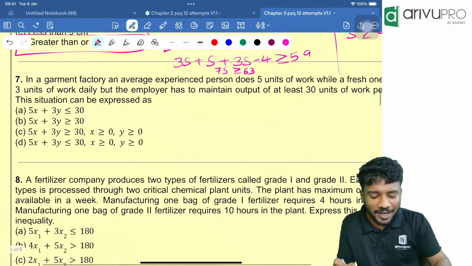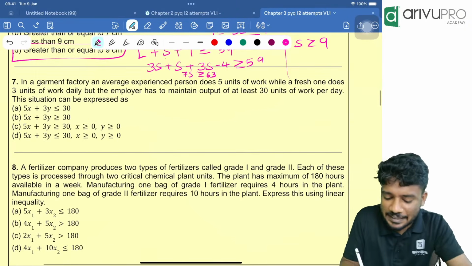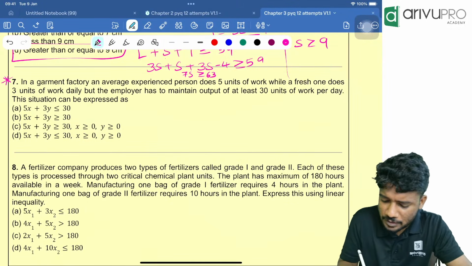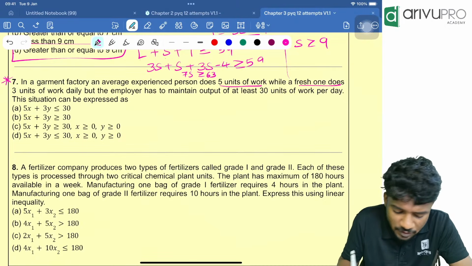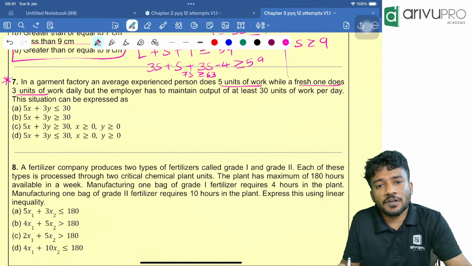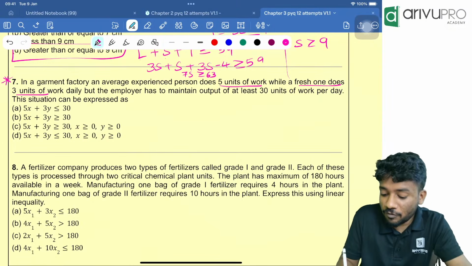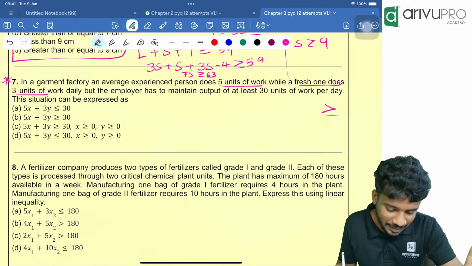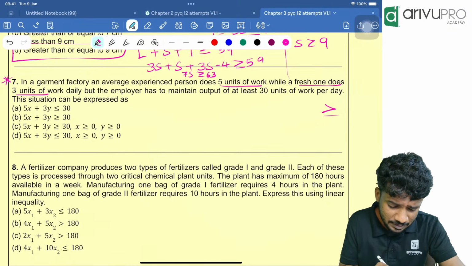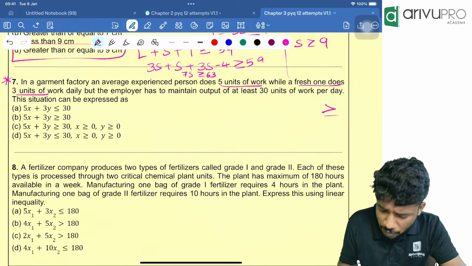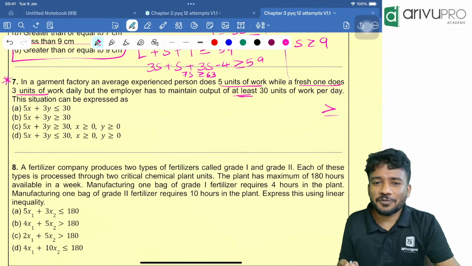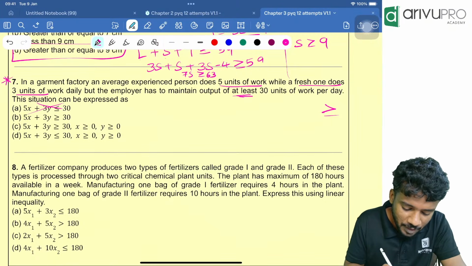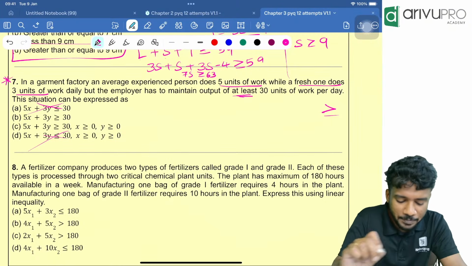In a garment factory, an average experienced person does, very direct question, these type of questions you can always expect. Direct questions. 5 units of work, while a fresh one does 3 units of work. What is the condition? What is the shortcut for work? Whenever work is there, we will use a greater than or equal to sign. Correct? Yes. But anyway, here at least is mentioned, employer to maintain output of at least 30 units of work. That means it should be greater than or equal to. That means option A is wrong. Option D is wrong. Either it should be option B or option C.